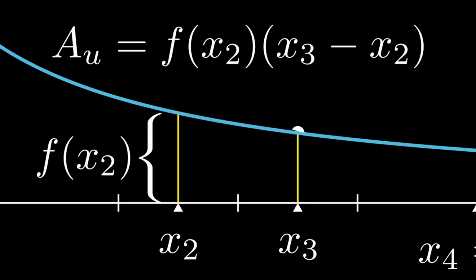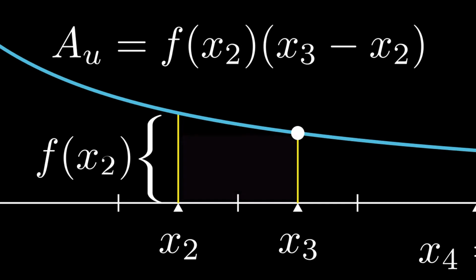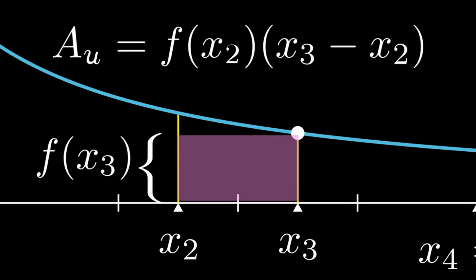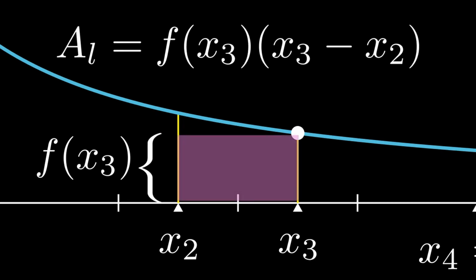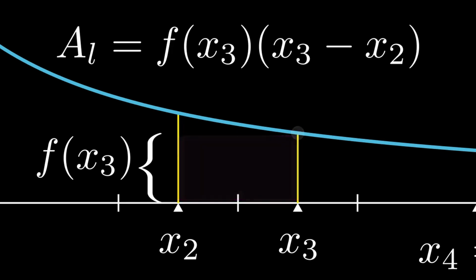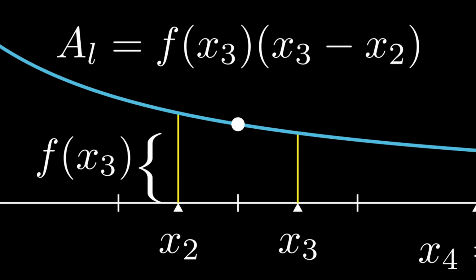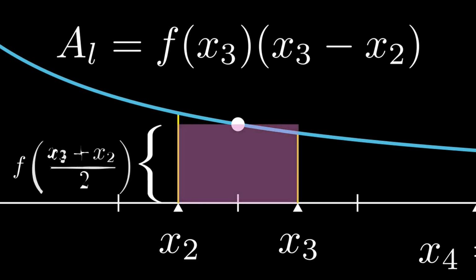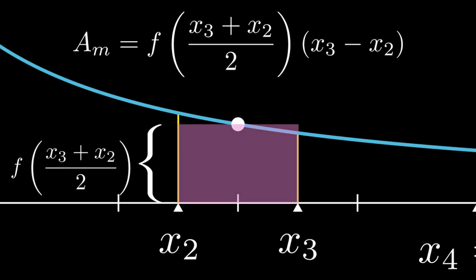Another possibility is taking the minimum value of the function as the height of the rectangle, in which case the height of the rectangle would be f(x3), and the area, which we will denote as lower area, A_l, would be the height f(x3) times the width of the rectangle, x3 minus x2. We could even take the height to be the value of the function at the middle point, as this seems to be a better approximation.